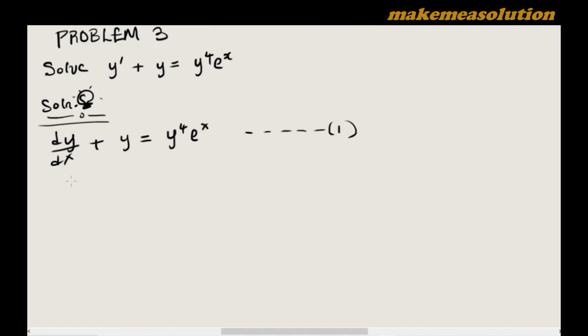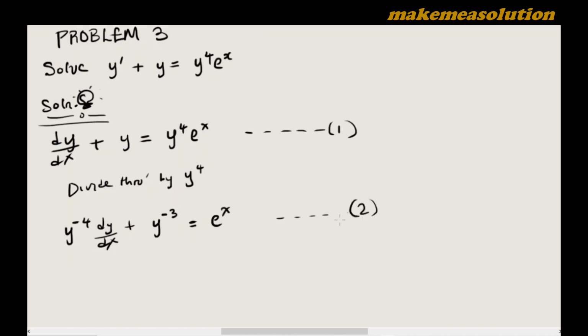So the next thing is to divide throughout by y raised to the power of 4. Then when you divide throughout, you get y to the power of negative 4 dy dx plus, now y divided by y to the power of minus 4 is y to the minus 3, and this is now going to give me exponential x because y4 cancels out. So this is equation 2.